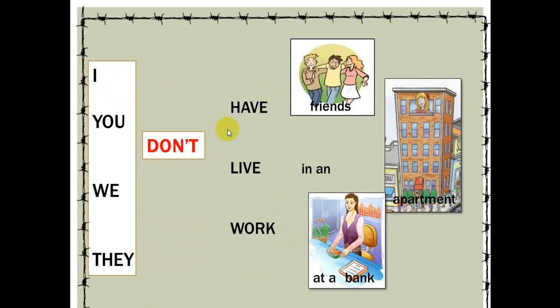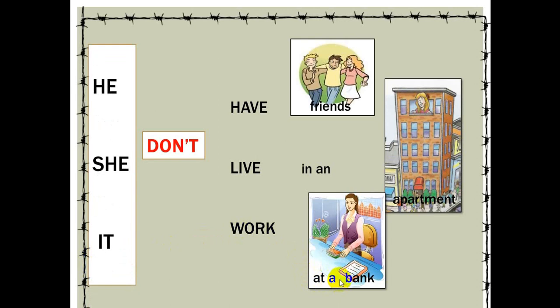I don't have friends. You don't live in an apartment. We don't work at a bank. They don't work at a bank. But when we use the pronouns he, she, and it, we use the auxiliary verb doesn't. He doesn't have friends. She doesn't live in an apartment. It doesn't work at a bank.